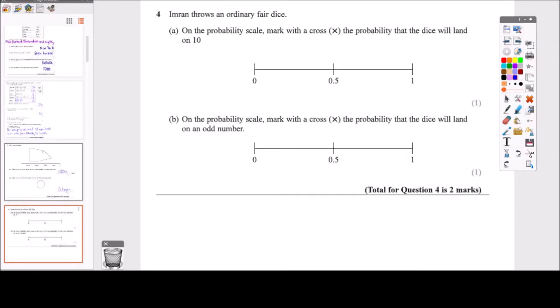Question 4. Imran throws an ordinary fair dice. That's a normal dice with sides 1 to 6. On the probability scale, mark with a cross X the probability the dice will land on a 10. Well, it's impossible that a normal dice will land on a 10, so X marks the spot at 0. Now, landing on an odd number, the odd numbers are 1, 3, and 5, so that's half the numbers, so it's a 50% chance. The probability is 0.5 because it's 50-50.